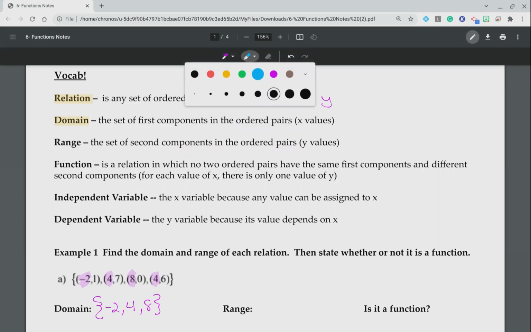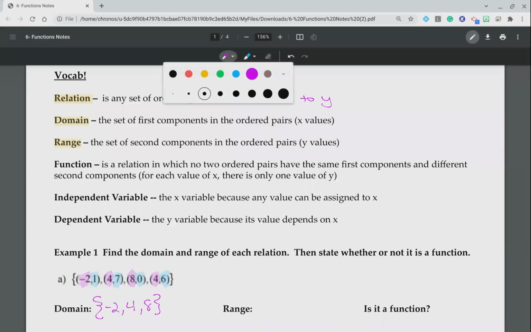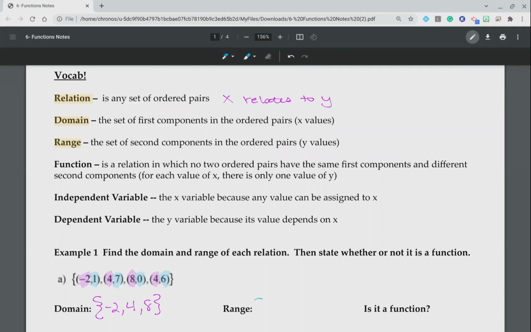All right, and then the range is the set of the second components of the ordered pair, or in other words, it is the Y values. So these Y values would be considered the range of the function. And again, we just put it in brackets. Our smallest number in our range is 0, then 1, then 6, then 7.